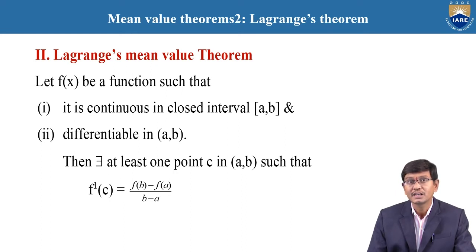While observing the first theorem, Rolle's theorem, f of a is equal to f of b. But here, f of a equal to f of b is not required. Only here, f is continuous in the closed interval a comma b, f is differentiable in the open interval a comma b, then there exists c belonging to a comma b such that f dash of c is equal to f of b minus f of a by b minus a. If these conditions are satisfied, then only Lagrange's mean value theorem holds. If any one of the conditions is not satisfied, then the function is not applicable for Lagrange's mean value theorem.